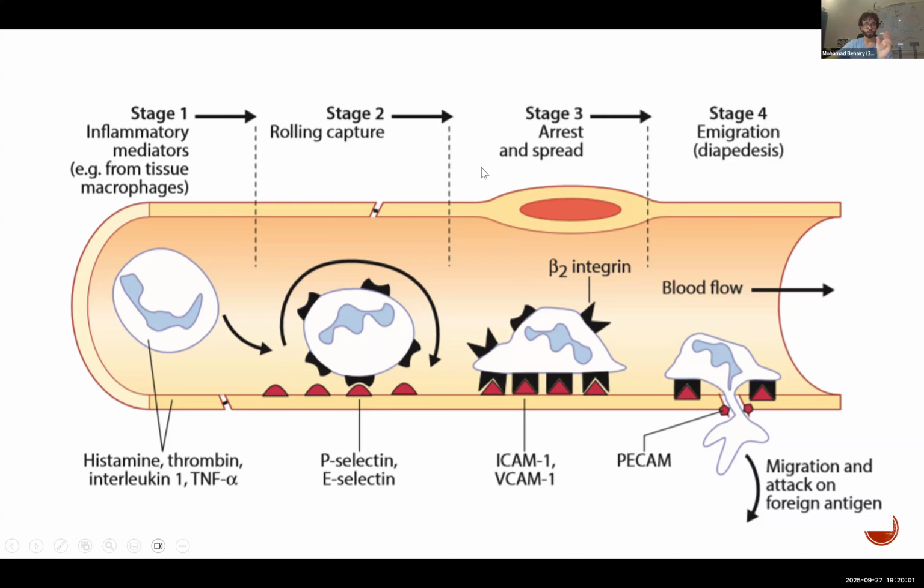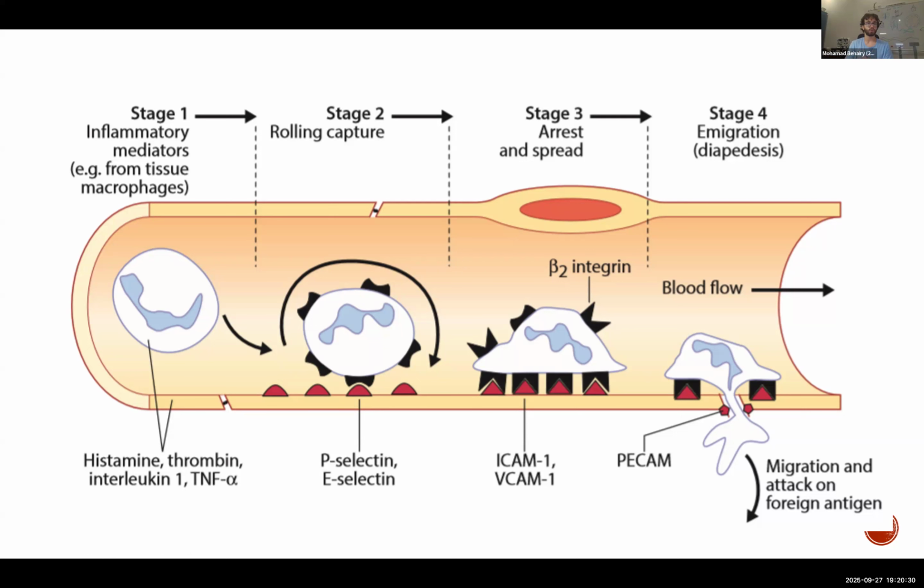What I want you to know is that each one of these 3 steps has a certain molecule in the endothelium that helps it. But when this neutrophil wants to roll on the endothelium, what's going to help it roll? P-selectin and E-selectin. I just want you guys to make this link in your brain. Rolling is P-selectin and E-selectin. Arrest is ICAM and VCAM. And diapedesis is PCAM.